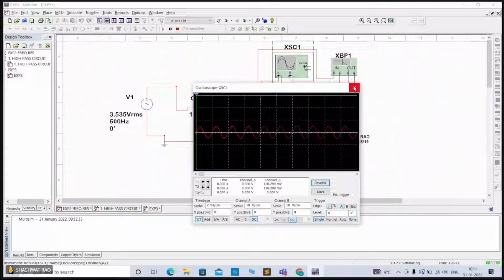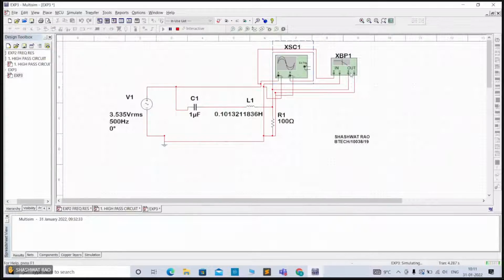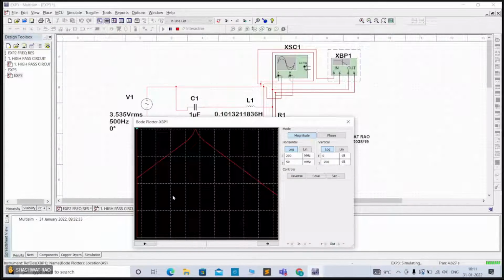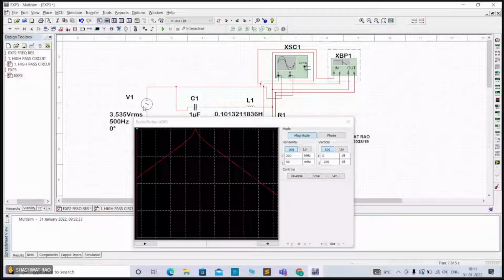Okay. Ma'am, the frequency response I got came out to be 520 approximately. One minute. Okay. Ma'am, 504. Okay, fine.